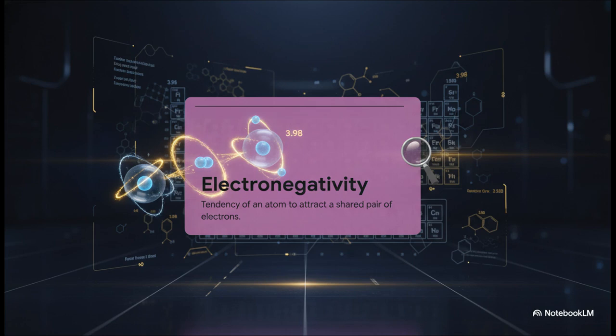Finally, we've got electronegativity. Picture a microscopic chemical tug-of-war. 2 atoms are sharing a pair of electrons in a covalent bond, but they rarely share equally. Electronegativity is the tendency of an atom to violently pull that shared pair of electrons toward itself. It's a dimensionless property, kind of like a ranking system, and fluorine is the absolute reigning champion of the entire periodic table here, scoring an impressive 4.0.